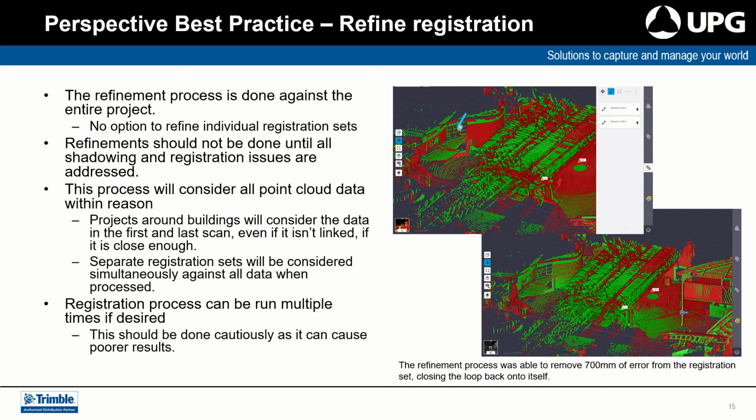Refinements can be run multiple times as well. So this means that if you've run a refinement and it gets close, you may be able to run the refinement again to just tighten up the entire network before exporting to make sure that it's as close as it physically can be.